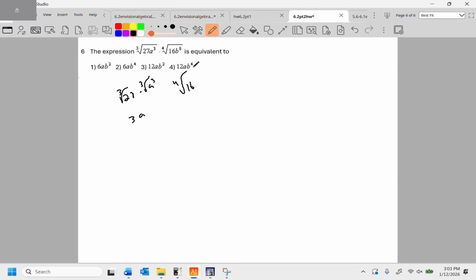The fourth root of 16b to the 8th is the fourth root of 16 times the fourth root of b to the 8th. Now, the fourth root of 16 happens to be 2. 2 times 2 is 4, times 2 is 8, times 2 is 16. So this becomes 2. And my little 4 is in the wrong spot. 4 enters 8 twice, b squared. So we have 3a times 2b squared, which is 6ab squared. Choice 1. And I'm a little too dizzy to continue, so this is where I stop.